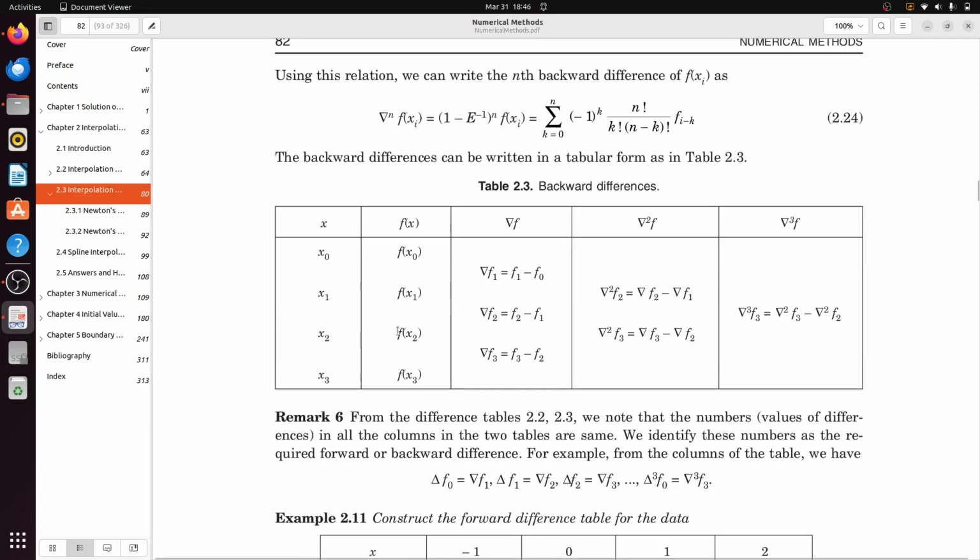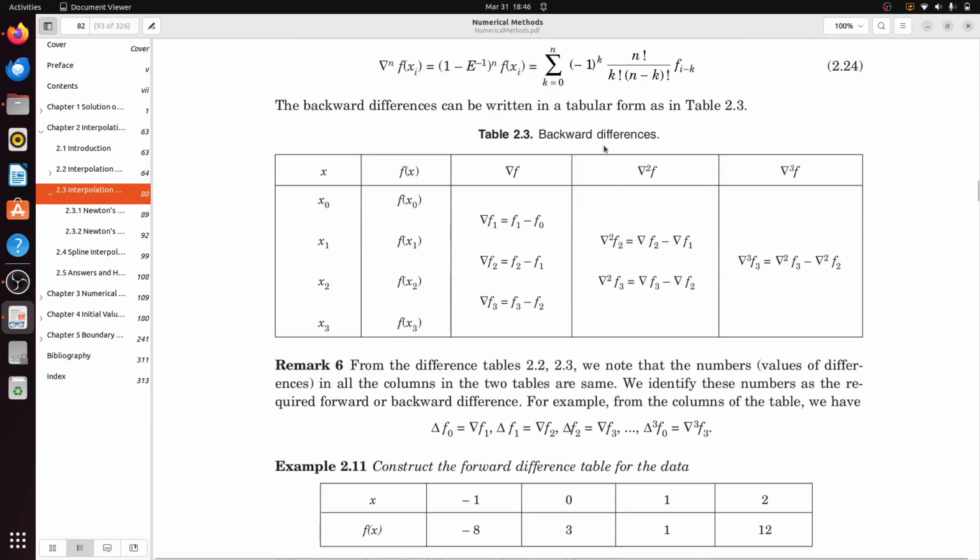Now you just watch carefully what we actually mean by saying backward difference operator. Backward differences: for x0, x1, x2, x3, that is f0, f1, f2 and f3. So first you need to compute nabla of f. So how to determine this nabla of f?